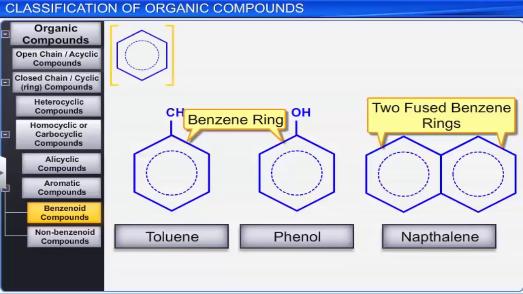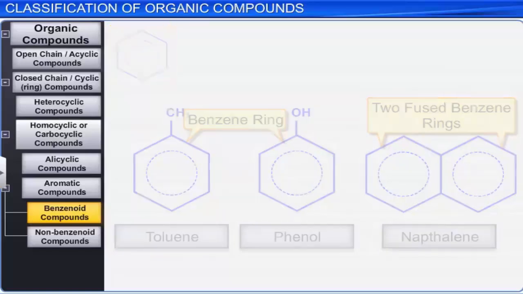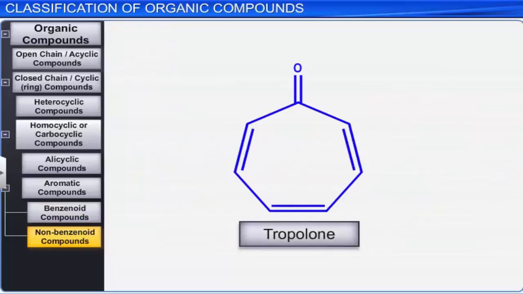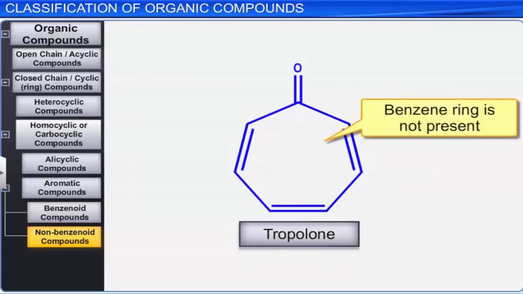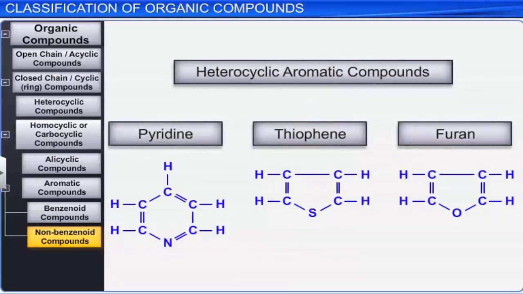Benzene is the parent compound in benzenoid derivatives. A non-benzenoid compound is one that does not contain a benzene ring. For example, tropolone as shown here. There is another class of aromatic compounds called heterocyclic aromatic compounds.